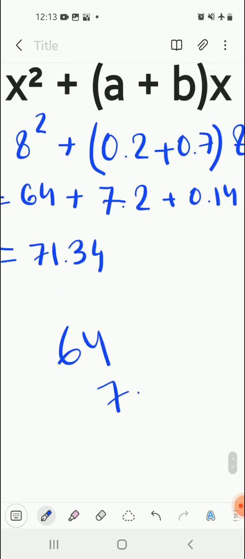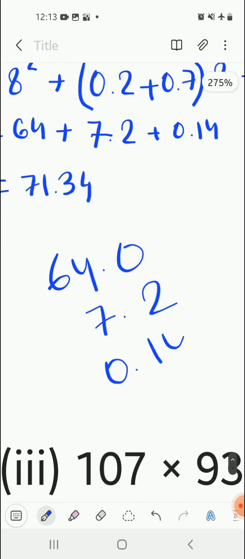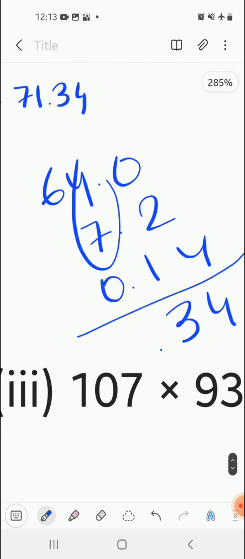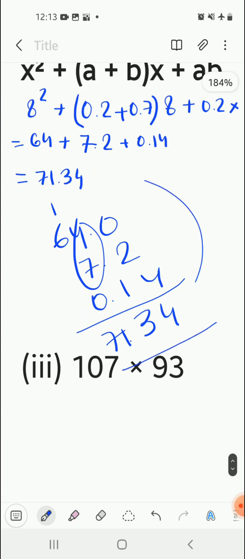64, 7.2 will be written this way. 64 means 64.0 and 0.14. So if we add it, we get 4, 2 plus 1, 3, and 7 plus 4, 11, 6 plus 1, 7. So this is how we have got 71.34.